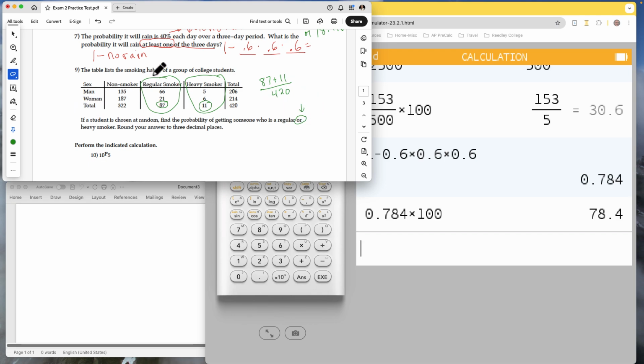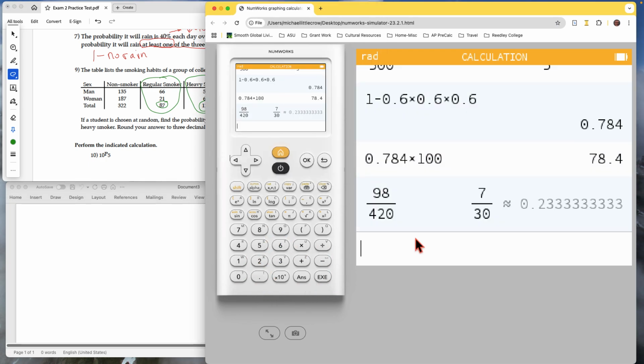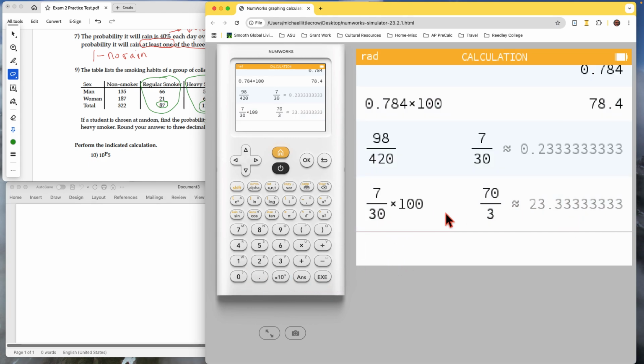Now, if it had been something like a regular smoker or a woman, we would have had an overlap of 21, but we didn't have that. So, okay, but be prepared to do both. This gives us 98 out of 420. And again, we can come to our calculator, 98 divided by 420, and it gives us the reduced fraction, gives us our decimal. And again, if you multiply this by 100, you also get the percentage, 23.3%.